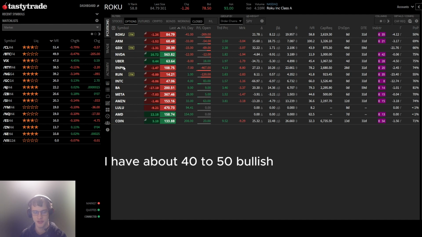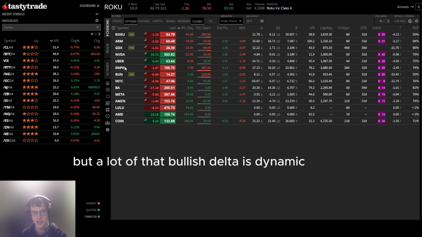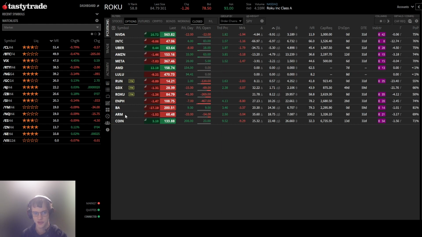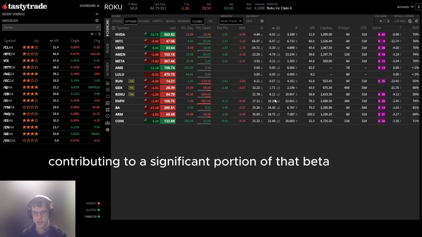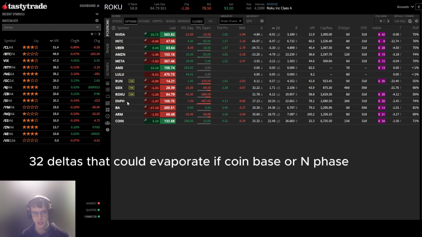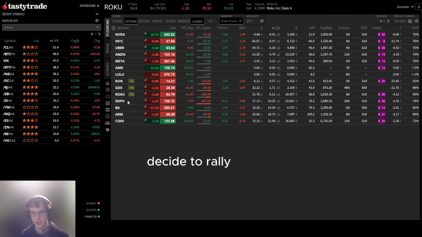I have about 40 to 50 bullish SPY beta weighted deltas, but a lot of that bullish delta is dynamic from strangles like Enphase and Coinbase contributing to a significant portion of that beta weighted delta, 10 for Enphase, 22 for Coinbase. So that's 32 deltas that could evaporate if Coinbase or Enphase decide to rally, which would be good for me, but it would leave me shorter.